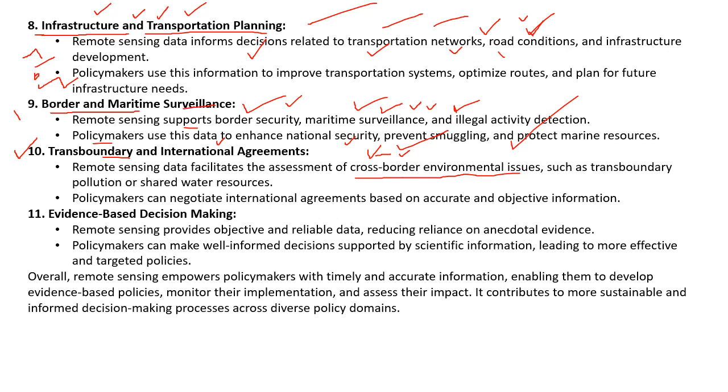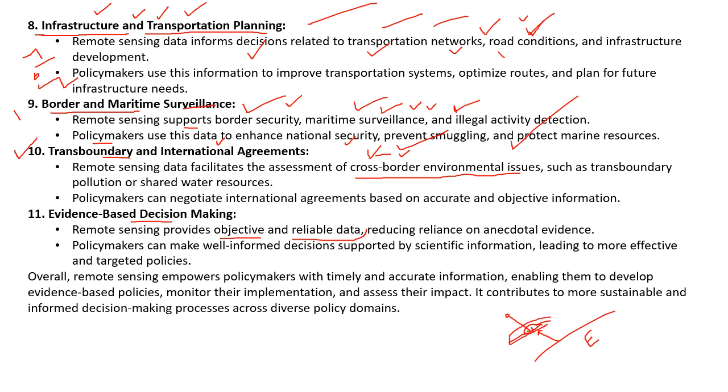Then evidence-based decision making. Because remote sensing provides the objective and reliable data, the satellite will not speak false. Satellite will give you the exact information. Suppose this is Earth, this is satellite. So whatever the satellite receives as signal, it will give you the same. But if there is a cloud, then in the image you will see the cloud. Whatever the sensor detects, it will give you the same information. So such type of drawbacks are there.